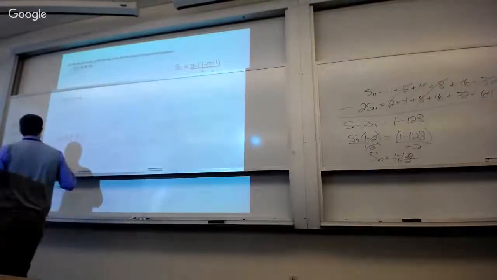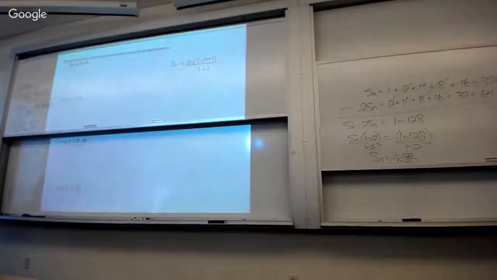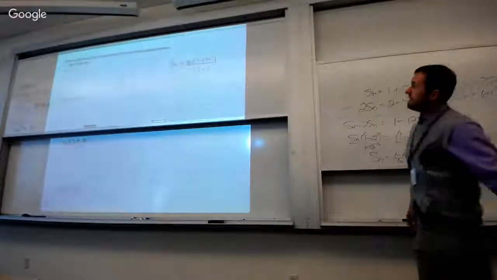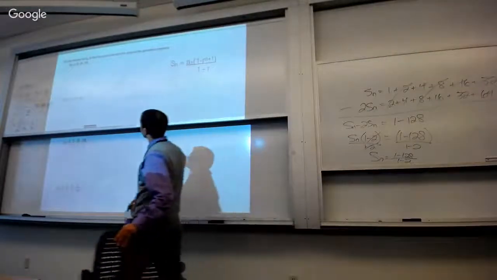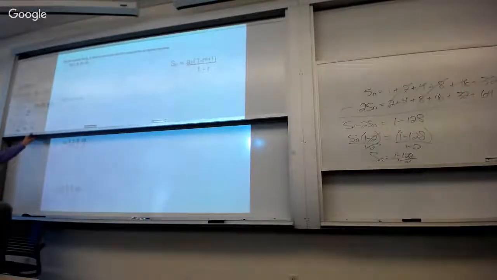All right. So how do we do it? We'll go ahead and do a couple. So what does it say? Use the formula for S of n to find the sum of the first 5 terms. So that's all they're asking for, the first 5 terms.